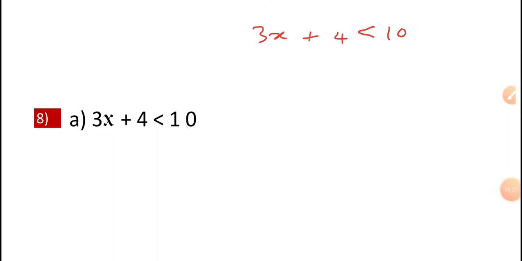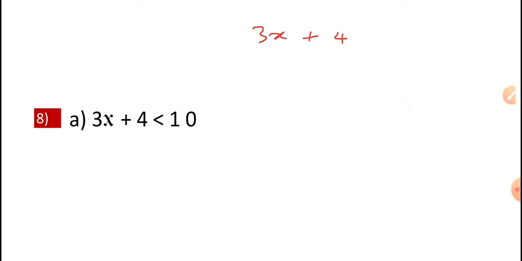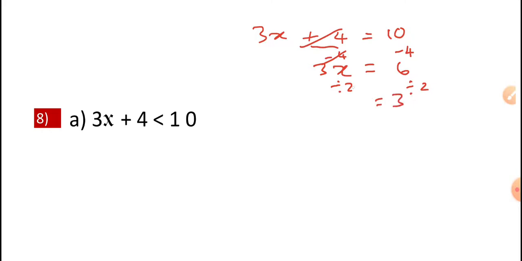So to solve this inequality here, I'm going to solve this equation, but instead of having the inequality sign, I'm just going to write equals 10. So what's the first thing we do? We have to try and get rid of this plus 4, so we're going to subtract 4 from both sides of the equal sign. So 10 take away 4 is 6. Obviously this plus 4 minus 4 cancels out, leaving just 3x. And to get the x on its own, I have to divide both sides by 2.